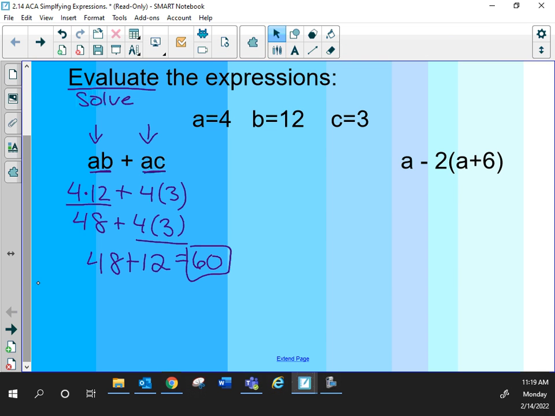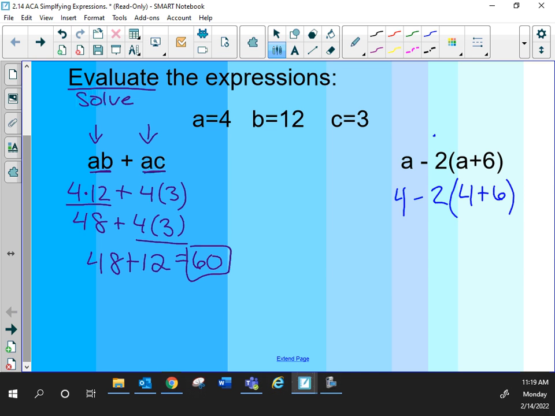Okay. Again, let's substitute before we solve. Can someone read me their new expression? Lana, can you read me the new expression? This one. Can you substitute in for me? A was 4, minus 2, times 4 plus 6. Yeah, 4 plus 6. Yeah.